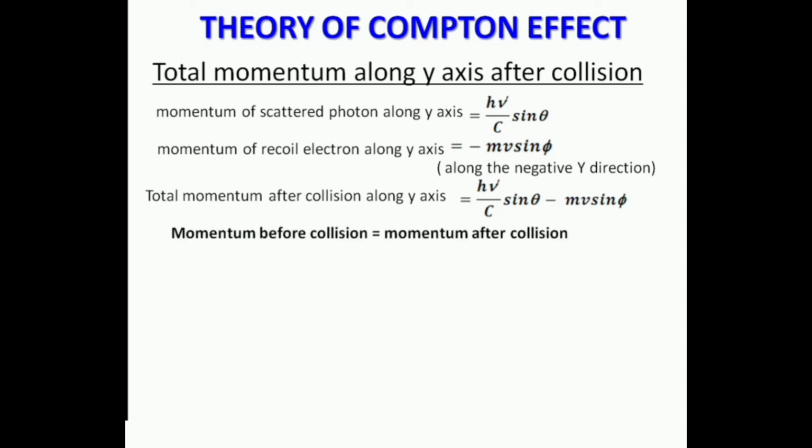Total momentum after collision along the y-axis equals h nu prime upon c sin theta minus mv sin phi. So momentum before collision equals momentum after collision. Then we have 0 equals h nu prime upon c sin theta minus mv sin phi. Then we have h nu prime sin theta equals mvc sin phi, which is equation 3.